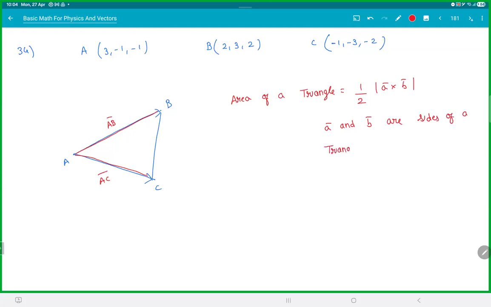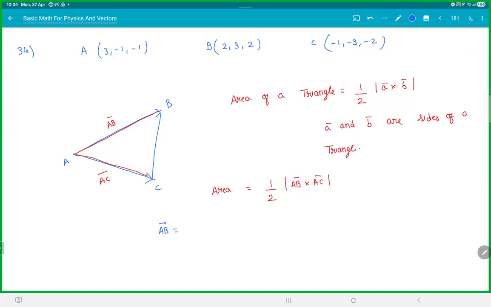That means in our problem now, the sides are AB, AC or BC. You can actually take any two sides, you will get the same answer. So here area will be half of modulus AB bar cross AC bar. Making sense? In the formula, A bar and B bar are sides of a parallelogram or sides of a triangle, so I had to get the sides of a triangle. You could have taken BC and AC, you will still get the same answer. Can you do this now? You know how to find AB bar, you know how to find AC bar.